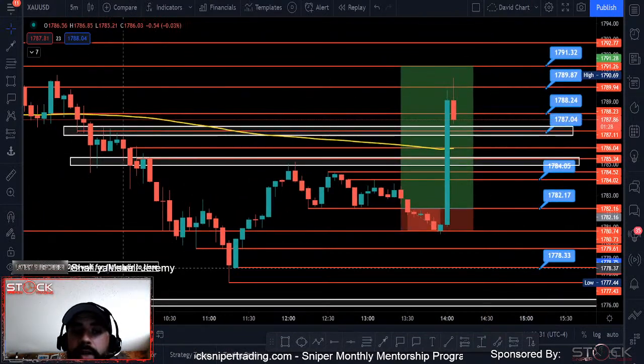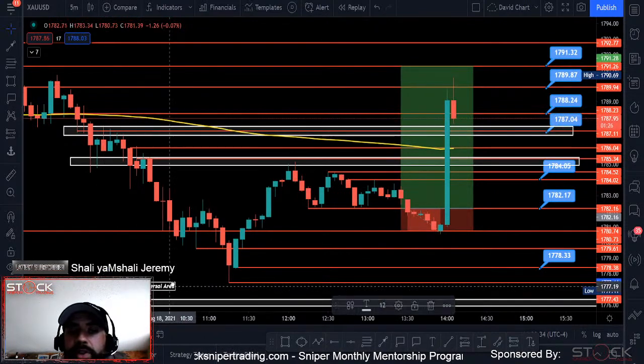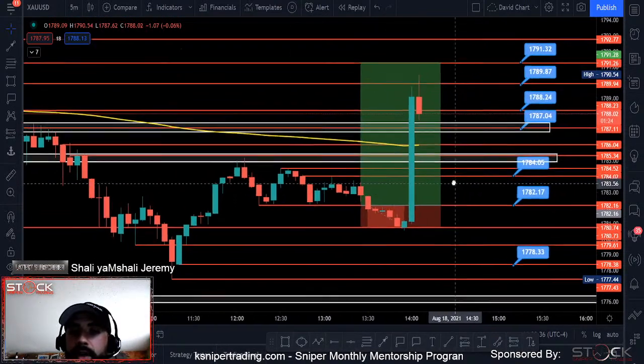here. Okay. So we waited for the first candle. Potential reversal area down here is not happening. Okay.